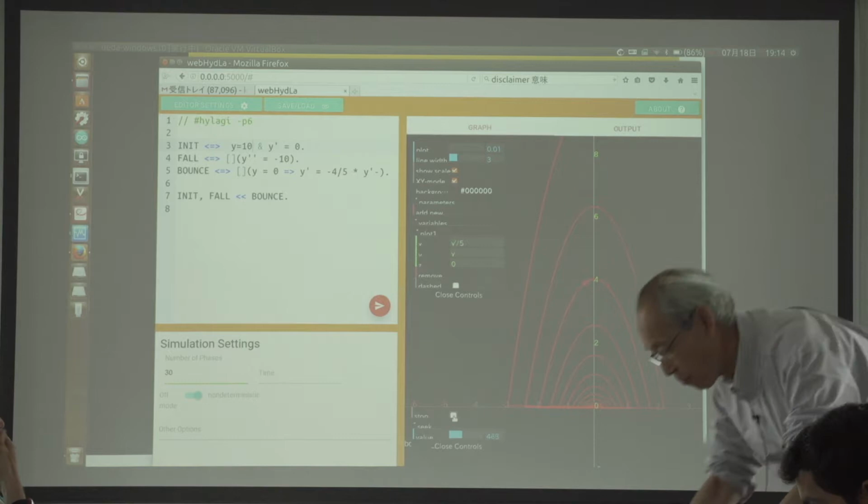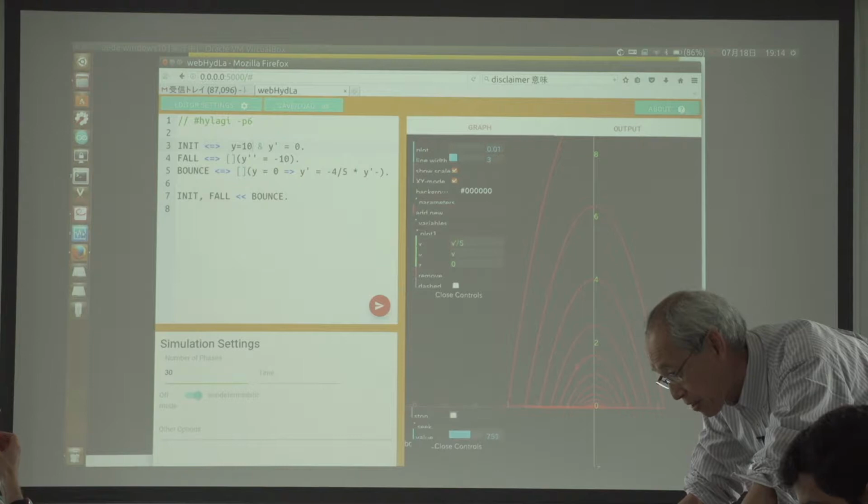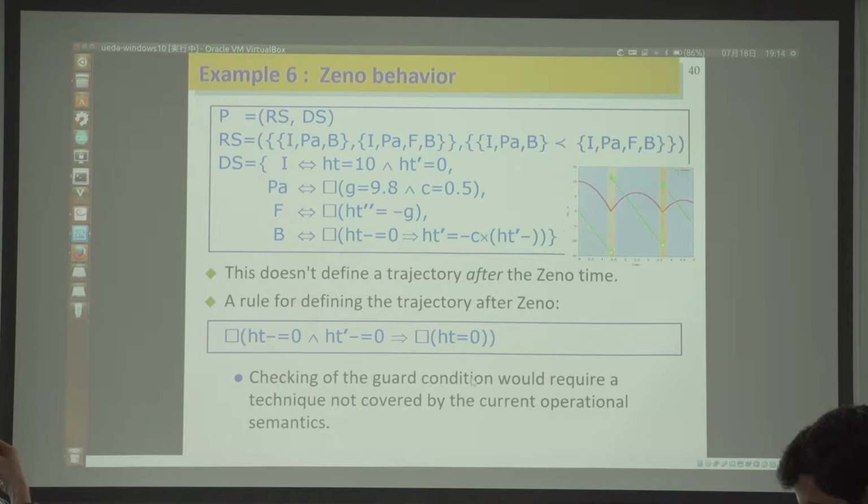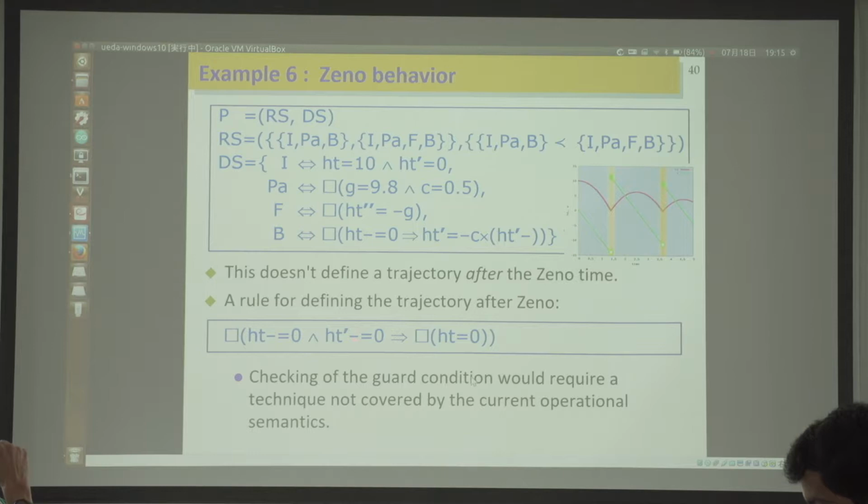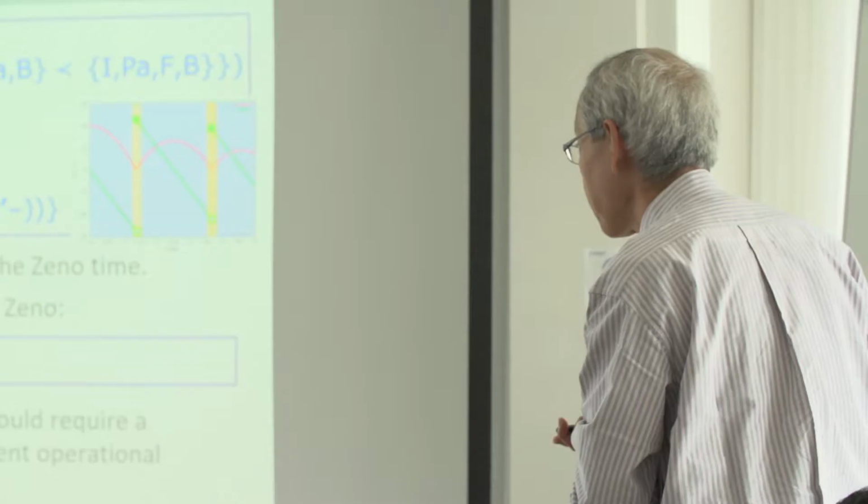So this is of interest to many people in this area. Our current solution is like this. As you know, in the previous graphics, the horizontal axis was h'(t), and the vertical axis was h(t). So as a specification, you can say that if h(t) and h'(t) reach zero simultaneously, then the value of h(t) after that Zeno point should always be zero. So you can say something like that. But currently, our Hedera implementation cannot compute this. But as a specification, you can write something like that. Okay. So that's the current status.